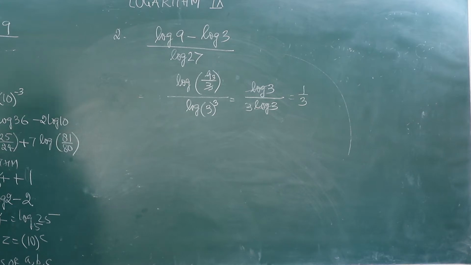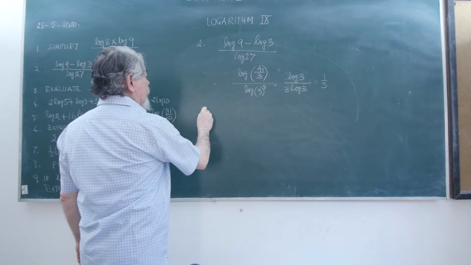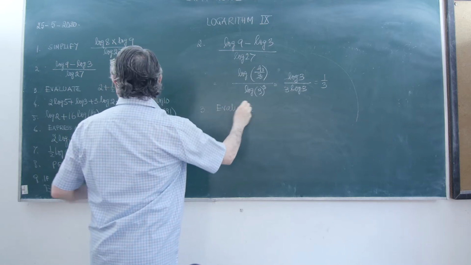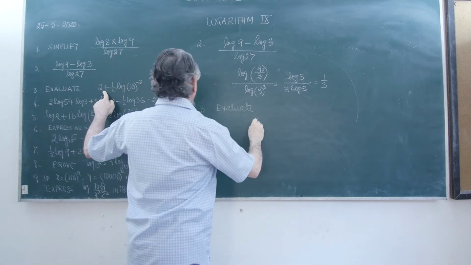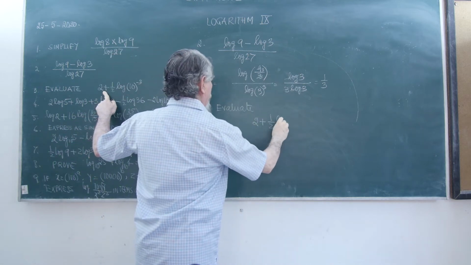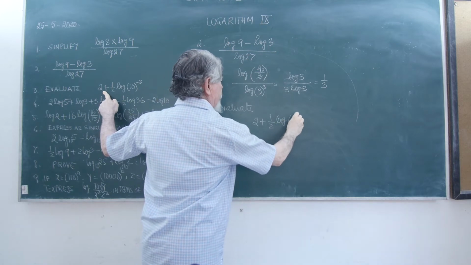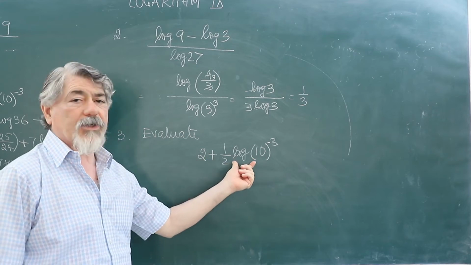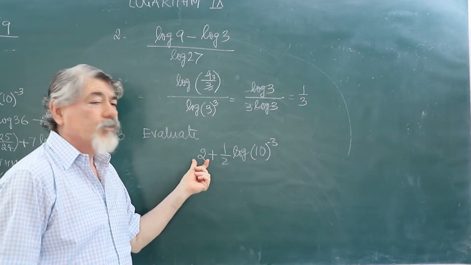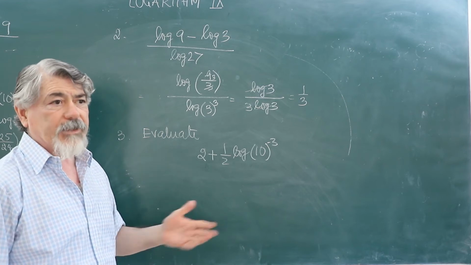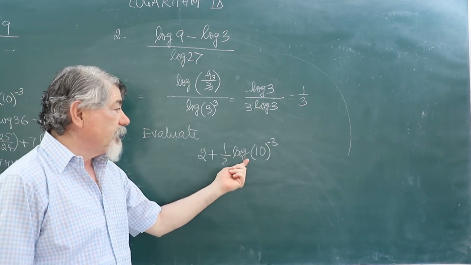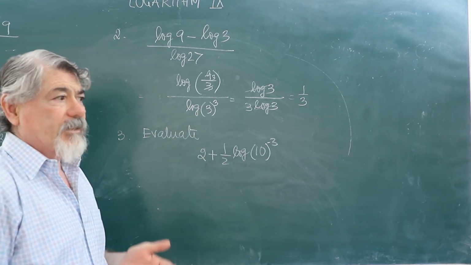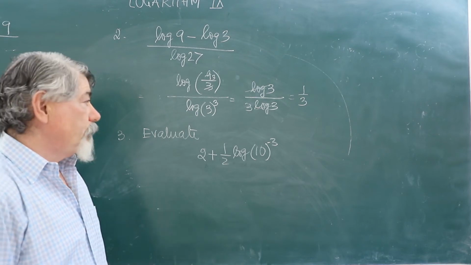Now let us see this third question, which says evaluate. What has to be evaluated? This given statement: 2 plus half log 10 to the power minus 3. Whenever a mixture is given, like this is a number and then logarithm is given, convert this into logarithm as well if we want to evaluate or simplify, because there is no base given here. That means common logarithm is there, that is base 10.